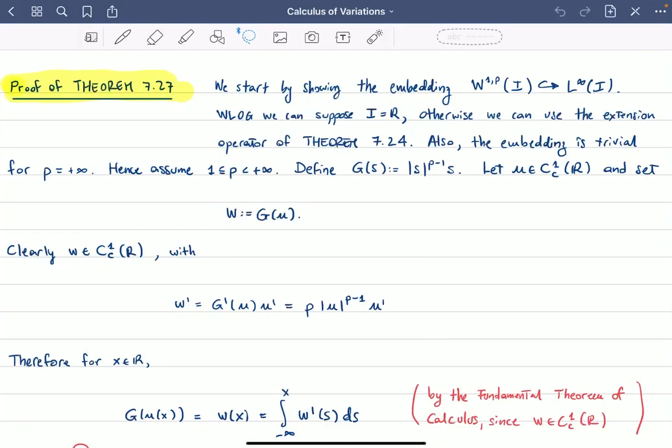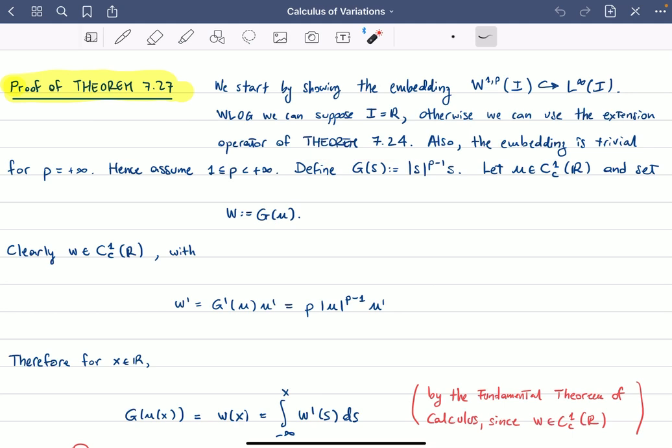Okay, we are left with the proof of theorem 7.27, and we start by showing the first embedding, meaning that W^{1,p} embeds into L infinity continuously, and this is true for every p between 1 and plus infinity. So first of all, without loss of generality, we can suppose that the interval I is equal to the whole real line R. Otherwise, we can just use the extension operator from theorem 7.24.